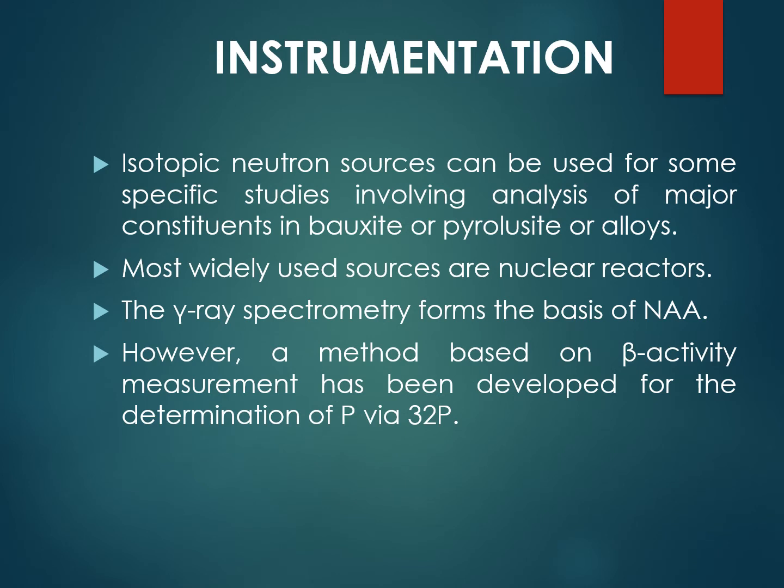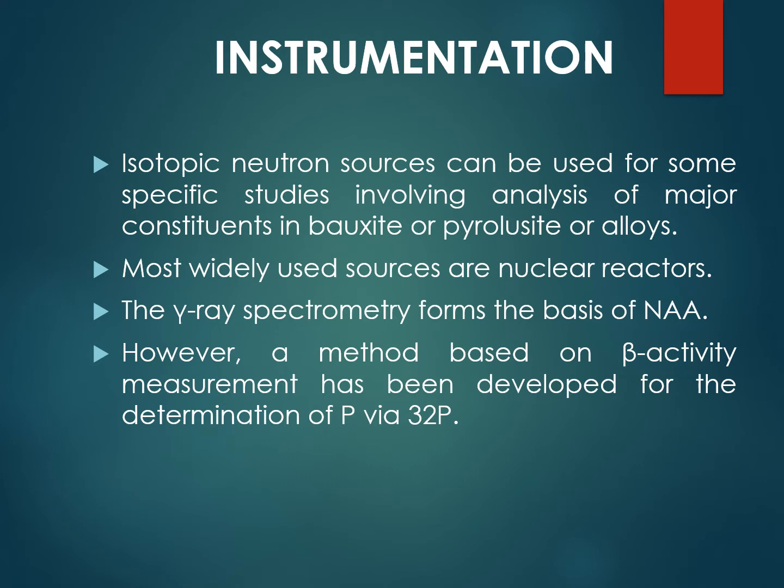So first of all, we will discuss the instrumentation of neutron activation analysis. The isotopic neutron sources can be used for some specific studies involving analysis of major constituents in bauxite or pyrolusite or alloys. So the neutron sources are used for the analysis of the major constituents present in different alloys, and mainly in bauxite and pyrolusite alloys.